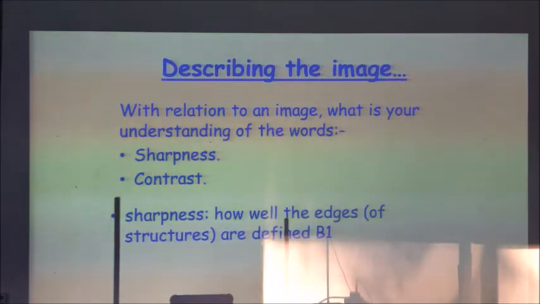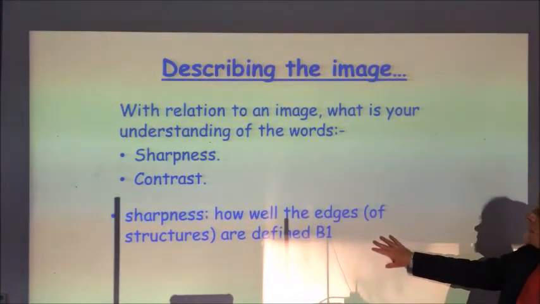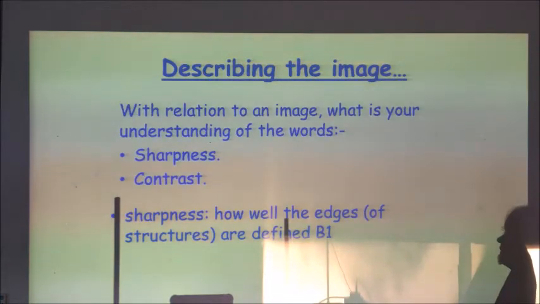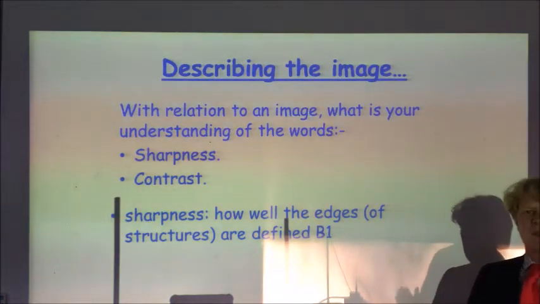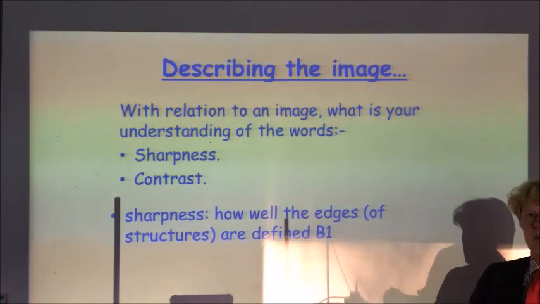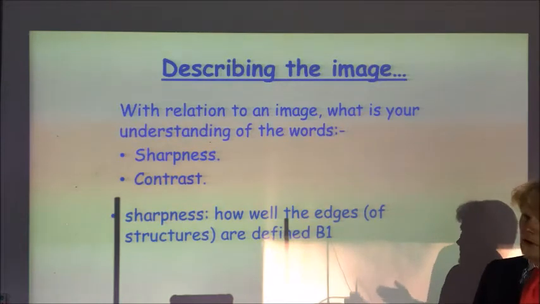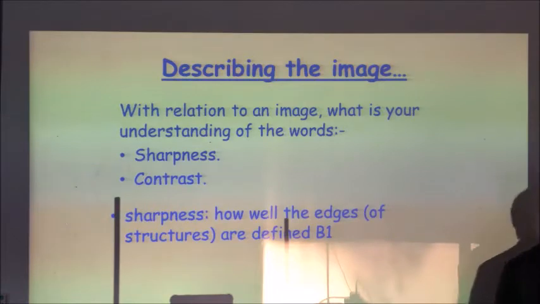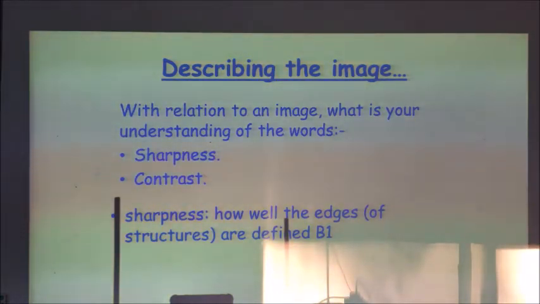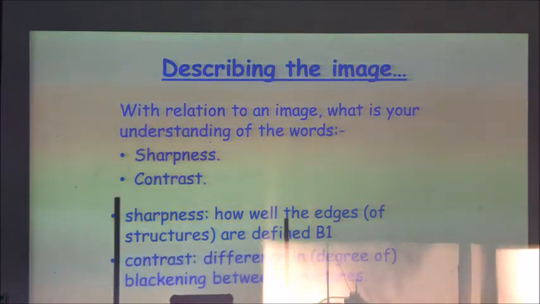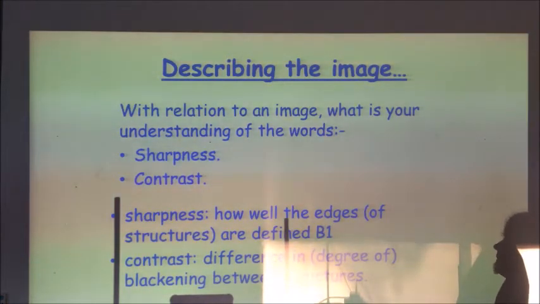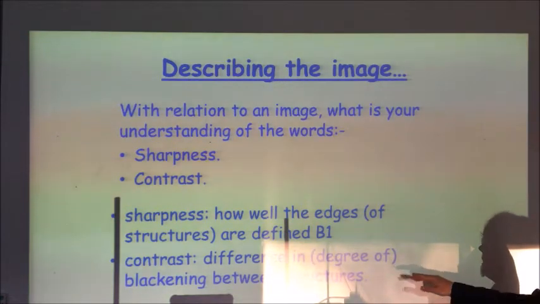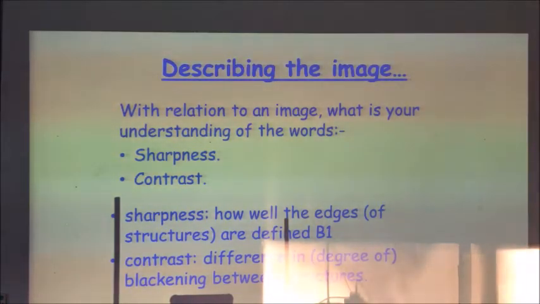First of all, sharpness, you can write this down as: how well the edges of the structure are defined. So do they look soft and furry and a little bit grey towards the edges, or are they very, very clear lines, very black and white? It's very sharp and clear where those lines are. Contrast. This is to do with the darkness of the image, really. It's the difference between the blackening of the structures, so the difference in degree of blackening between the structures.